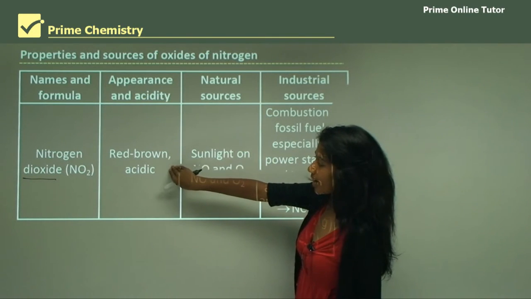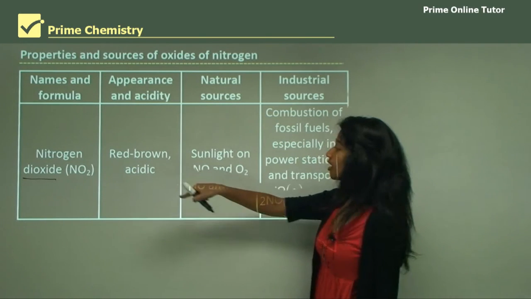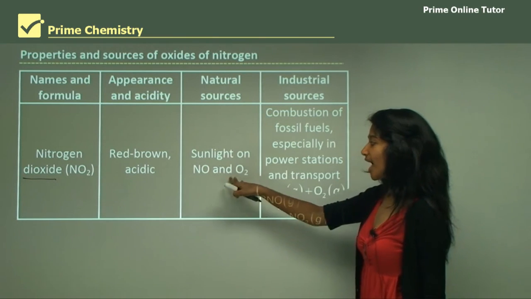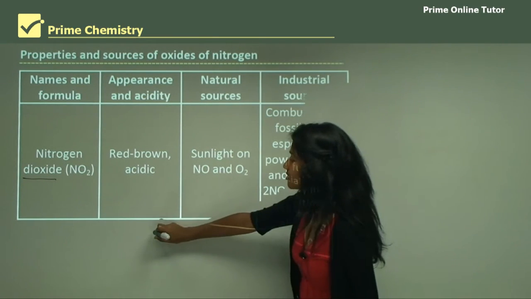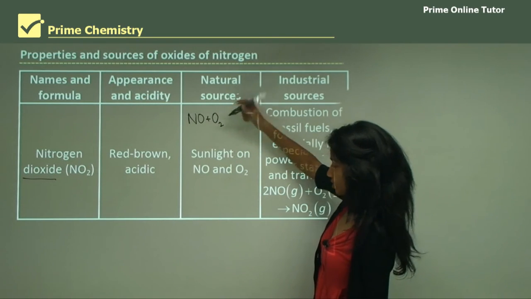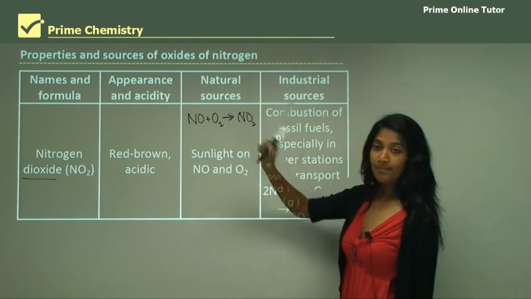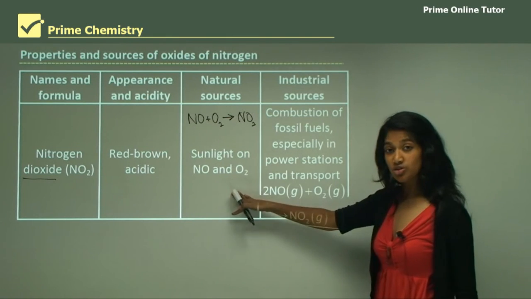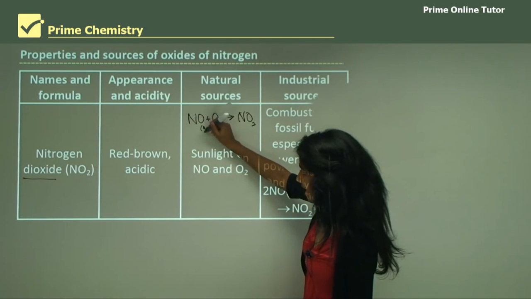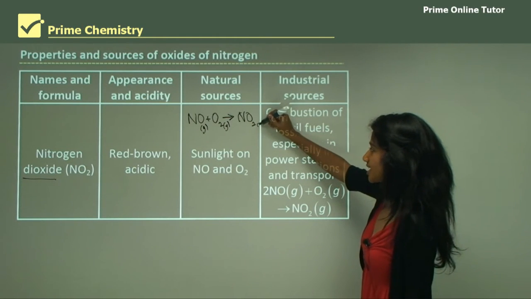It is red-brown in color, so it is a red-brown gas, and it is acidic. The natural source of nitrogen dioxide is sunlight acting on NO and O2, which means the reaction NO plus O2, which is oxygen, produces NO2, but this only happens in the presence of sunlight. So usually during daytime, nitrogen dioxide is present. Again, this is a gas, and this is nitrogen dioxide, which is again a gas.